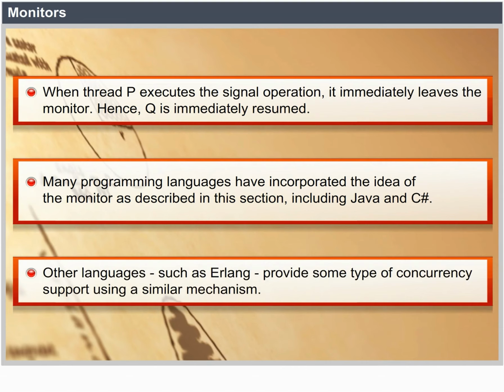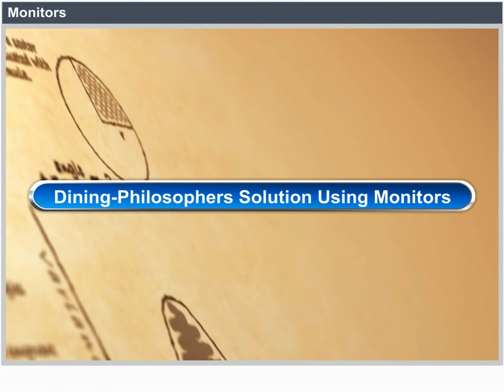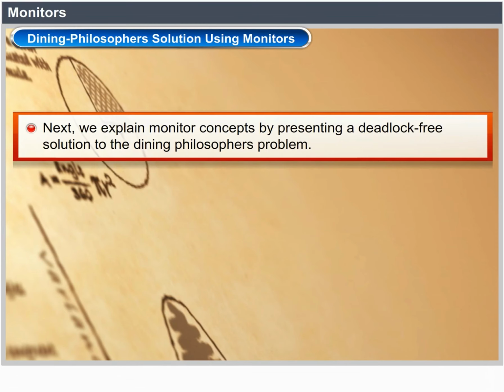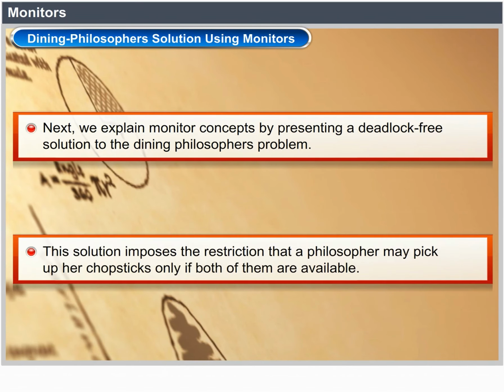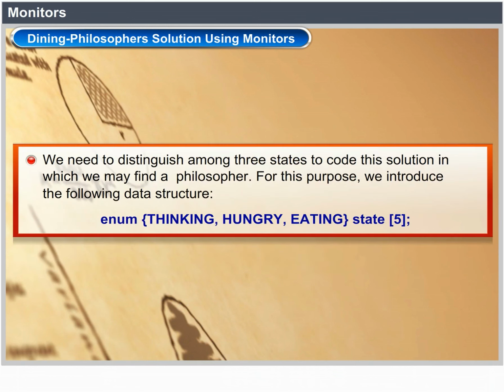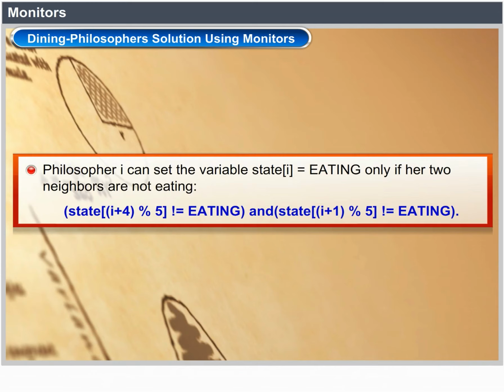Dining Philosophers' solution using monitors. Next, we illustrate monitor concepts by presenting a deadlock-free solution to the Dining Philosophers problem. This solution imposes the restriction that a philosopher may pick up her chopsticks only if both of them are available. To code this solution, we need to distinguish among three states in which we may find a philosopher. For this purpose, we introduce the following data structure. Philosopher i can set the variable state[i] = eating only if her two neighbors are not eating.